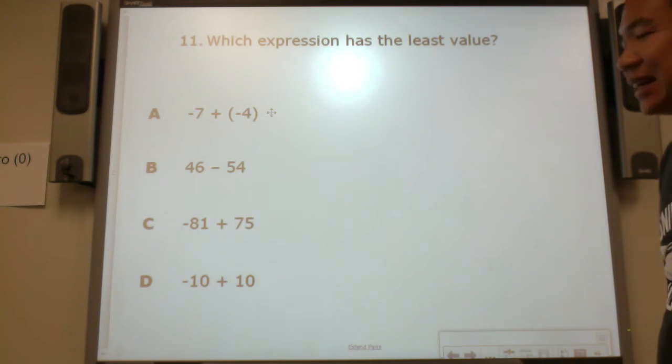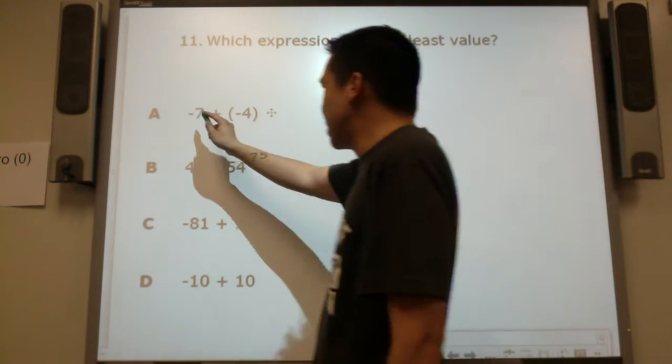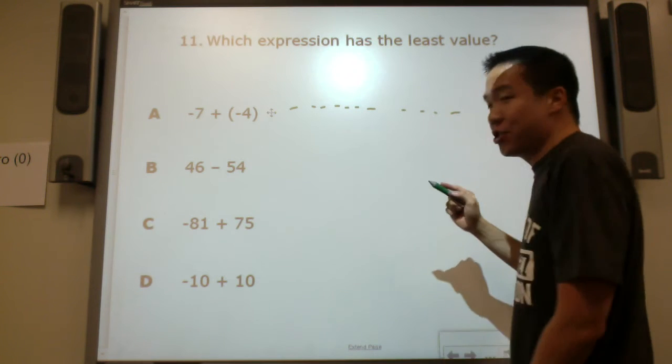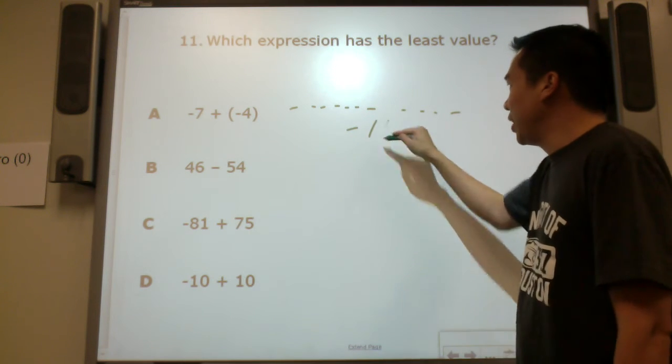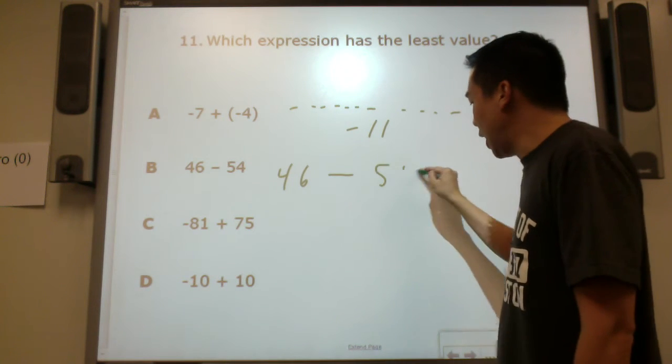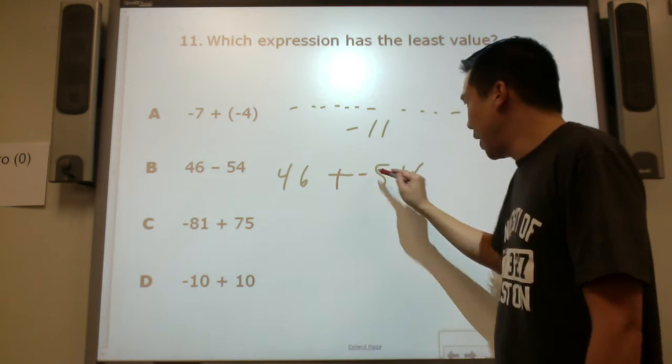Which expression has the least value? So I put 7 negatives with 4 negatives. 1, 2, 3, 4, 5, 6, 7. 1, 2, 3, 4. Do you see any 0 pairs? Nope. 11 negatives. Oh, how do you subtract again? Add the opposite.